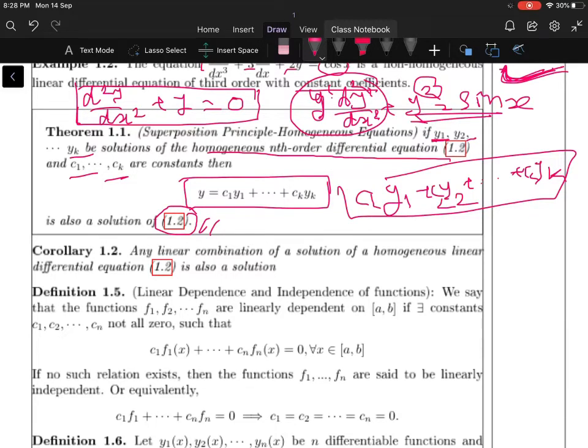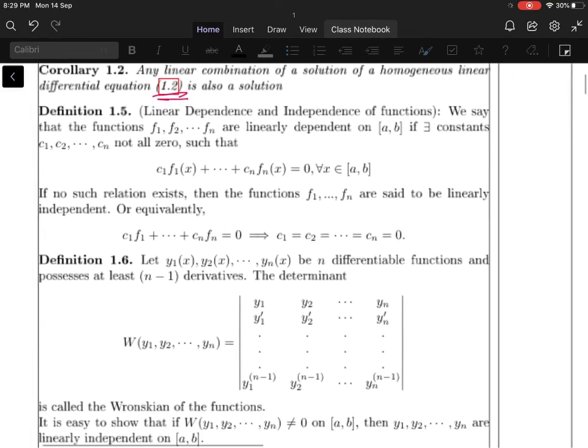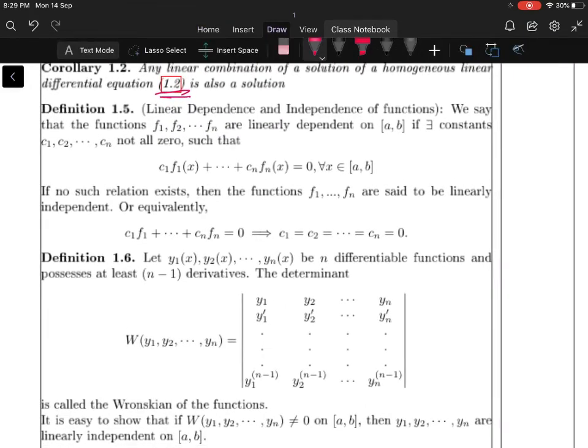Yes, let us move to the corollary now. Any linear combination of solutions of the homogeneous linear differential equation 1.2 is also a solution. It is a corollary of 1.1. Now let us move to what exactly linear dependence and linear independence are. We don't concentrate more on that. Let us see what exactly linearly independent and linearly dependent mean.